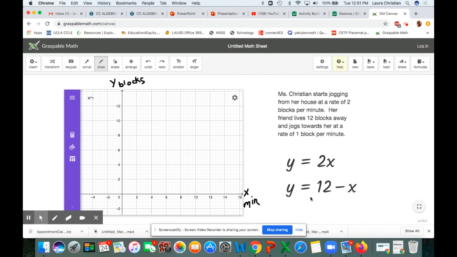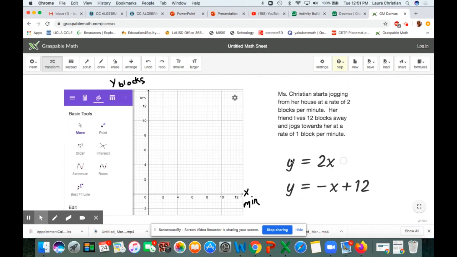Again, we have our slope right here, and we can rearrange this so we can put our negative x in front of our 12. Then it's easier to graph. So let's take a moment and graph these two equations.